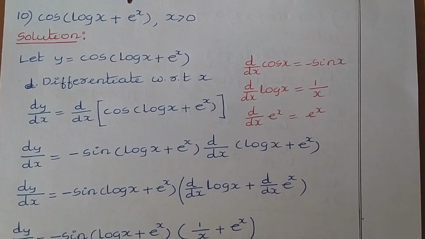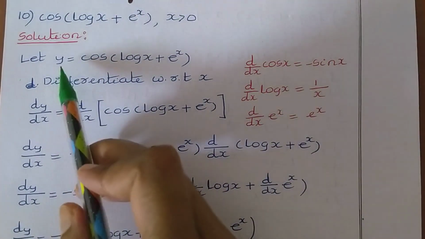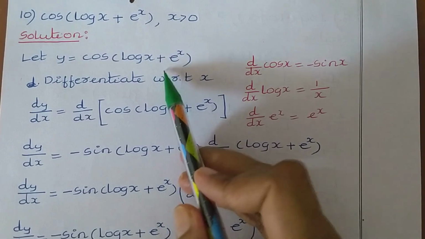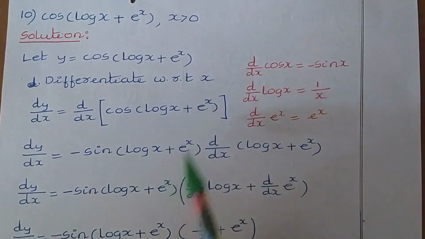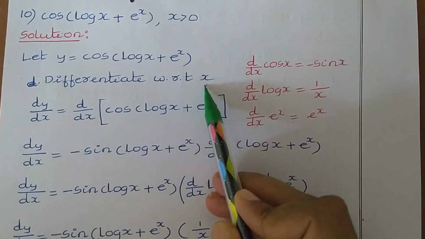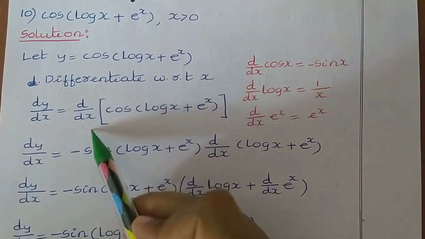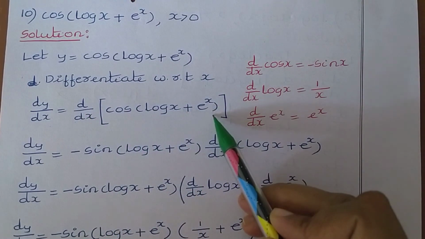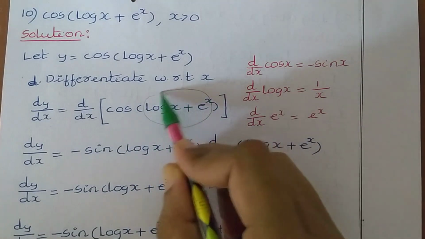10th question, cos(log x plus e to the power x), x greater than 0. First, let us take this as y is equal to cos(log x plus e to the power x). Next, differentiate this with respect to x. So we get here dy by dx is equal to d by dx of cos(log x plus e to the power x).